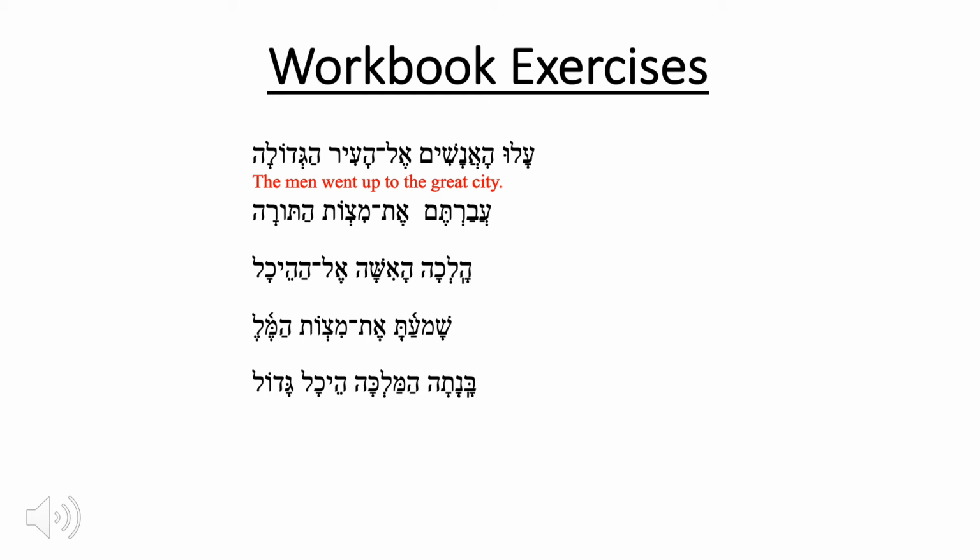To, indicated by the preposition el, the city, ha'ir. And then we have an adjective, which also has a definite article, linking it as an adjective with the city, hagedolah, the great city. Gedolah is feminine because 'ir, city, is also feminine. So the men went up to the great city. Go ahead and try number 2.